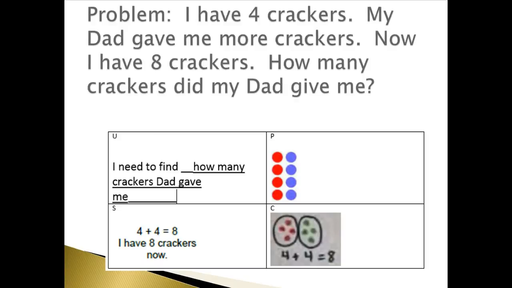Now I have 8 crackers. How many crackers did my dad give me? So what I need to find is how many crackers Dad gave me. So here in the plan, we have the 4. We know we have to have a total of 8. So with two color counters, we go ahead and put the other amount to make 8 in a different color. And then we have our solving by showing the equation, and then we check our work.